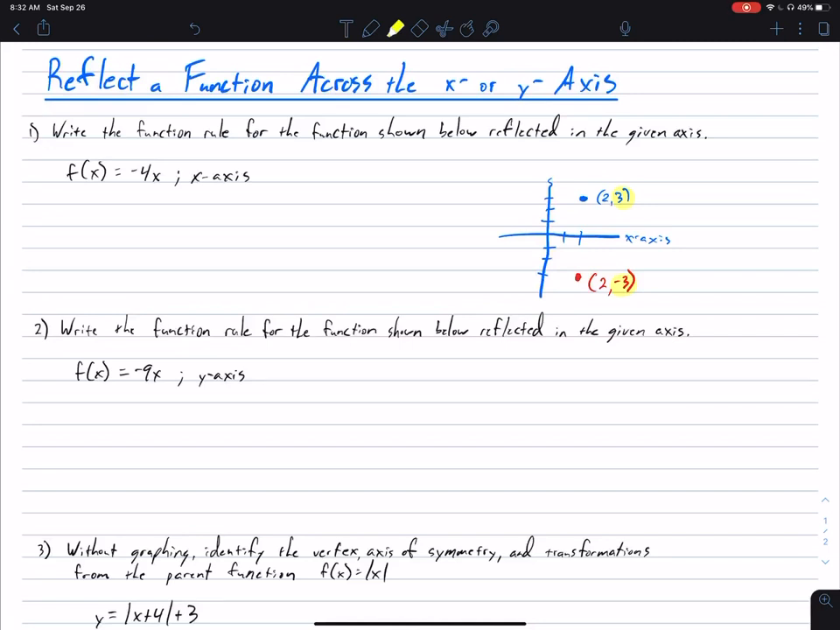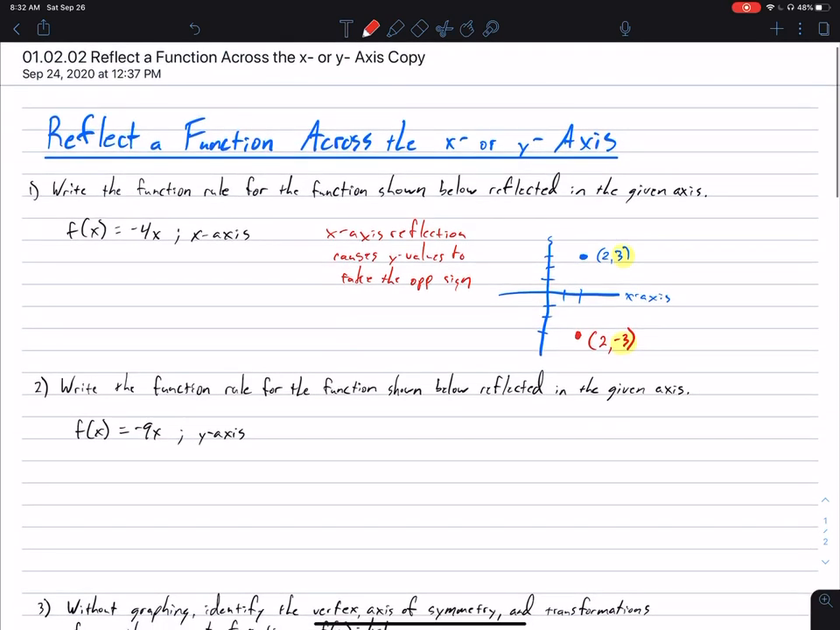So anytime we're reflecting across the x-axis, an x-axis reflection causes y values to take the opposite sign. So what that means is, this equation, we can think of f of x equals negative 4x as y equals negative 4x.